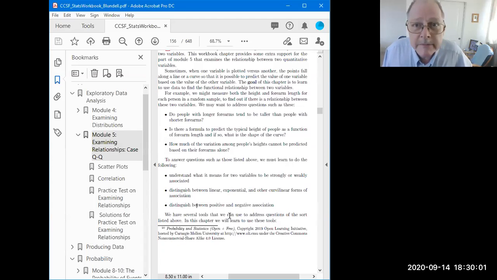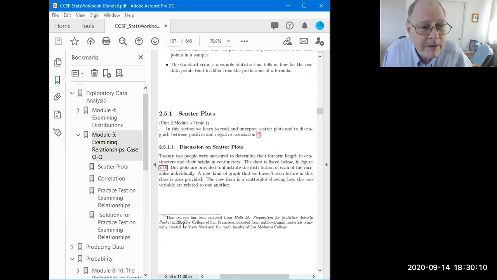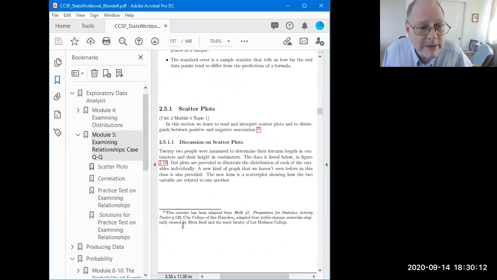And so there are some statistical tools to help with all these questions. And one is the scatter plot. So in this story, 22 people were measured to determine their forearm length in centimeters and their height in centimeters. Units don't have to be the same. This time they are.